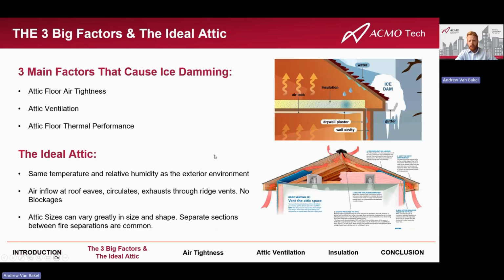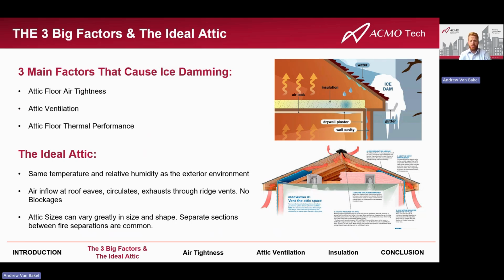The three main factors that cause ice damming are the airtightness of your attic floor assembly, the ventilation within your attic space, and the thermal performance of the insulation of your attic floor assembly. The ideal attic will be the same temperature and relative humidity as the exterior. If it's minus 20 outside in the winter, your attic should be minus 20. And the way most conventional attics work under sloped asphalt shingle roofs is air is coming in through the soffit overhangs and through those vented perforated soffits, circulates around the attic, and then exhausts out through the ridge.